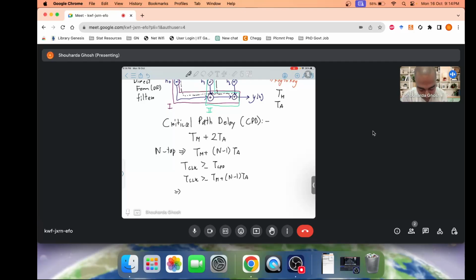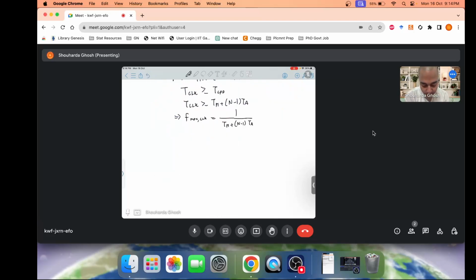And so what does it mean? Maximum clock frequency is 1 upon Tm plus (n minus 1) Ta. So that means that the higher your filter order, the lower will be your speed of operation. So this is a really concerning scenario when you want to build fast circuits. So in that case, what do we do? We do something called feed forward pipelining. There are 2 ways to solve this problem. One is feed forward pipelining, and the second one is the transposition theorem.